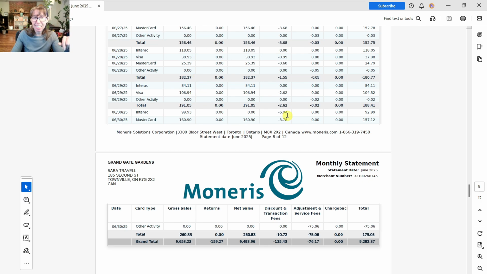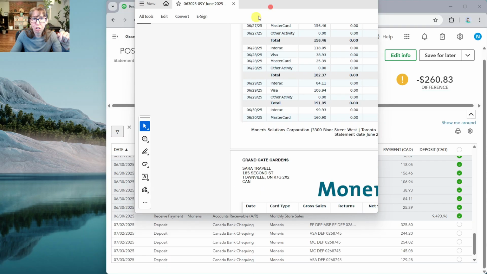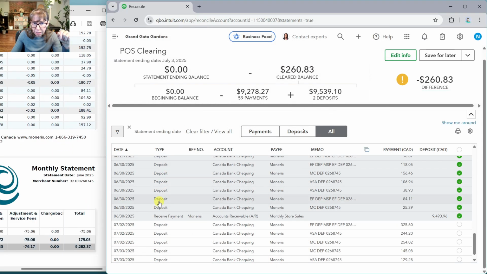But in this case, we've got a deposit going in on June 30th. We see the 118 here. It's for June 28th. And it's because the payments for Friday, Saturday, and Sunday are all going to go in on the Monday, June 30th. That's the pattern that we're going to see here. So we should then, if that's the case, see this Interact deposit of 84.11 also on June 30th. And there it is. So we're starting to see the pattern emerge.